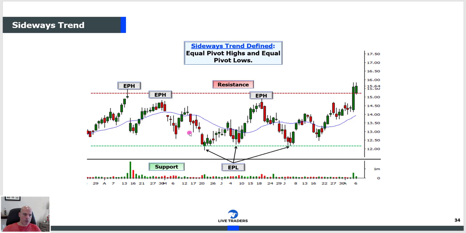Generally speaking, I would tell newer traders to not trade sideways trending stocks. Just let them go. I'm not talking about breakouts. A breakout is different. A breakout is a stock that's already in an uptrend that is resting.